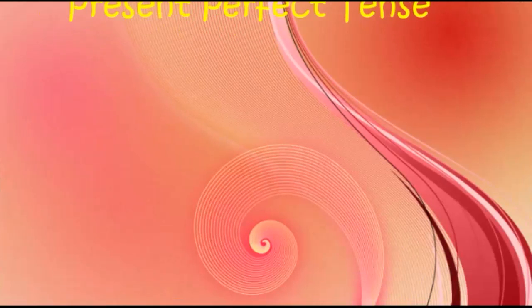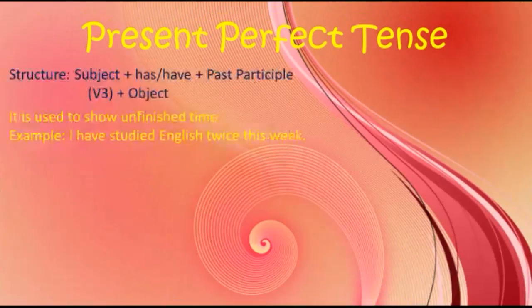Next is present perfect tense. Its structure is subject plus has/have plus past participle, which is the V3 form of the verb, plus object. It is used to show unfinished time, meaning the action could have started in the past and has not finished yet.